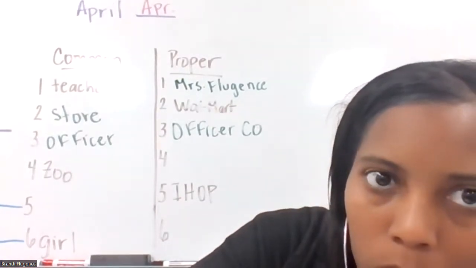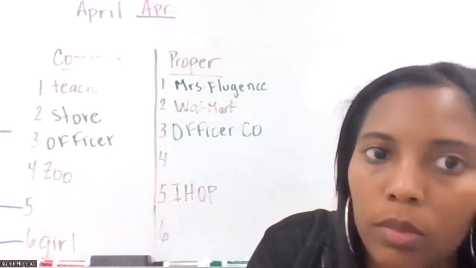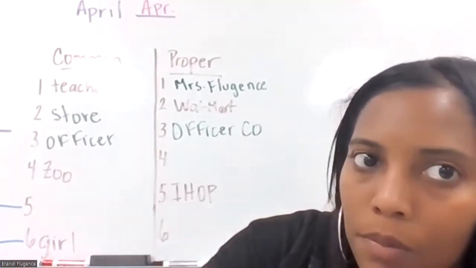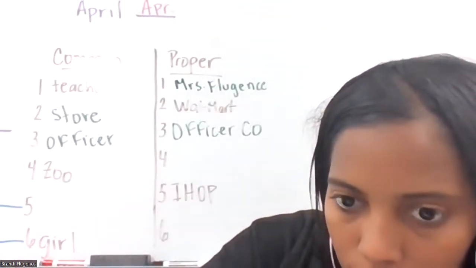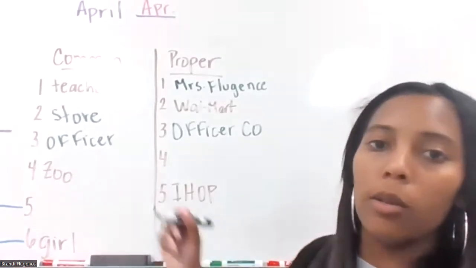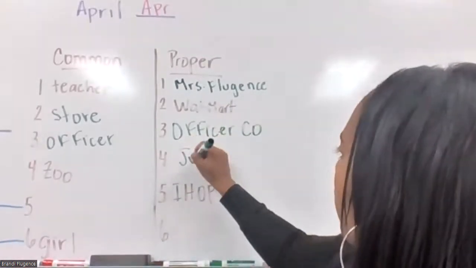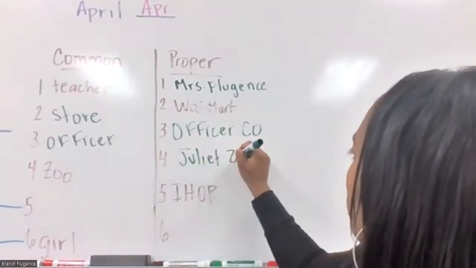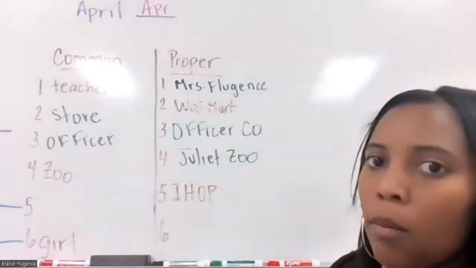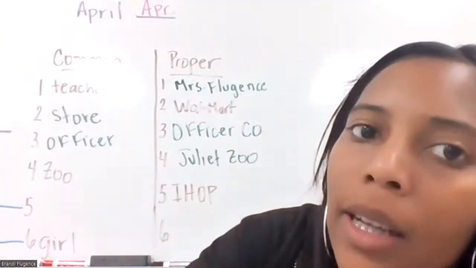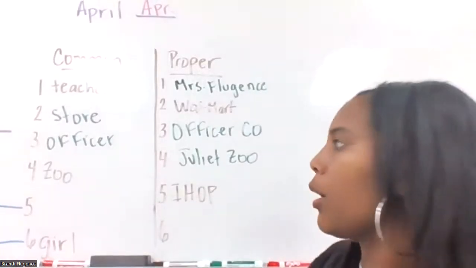Like, where do you live? Juliet. Okay, so you can say Juliet Zoo. That's a proper noun name. Lafayette Zoo, Juliet Zoo, California Zoo. You're giving it a special name. Proper nouns means you're actually giving it a name. You're naming which zoo you're talking about.